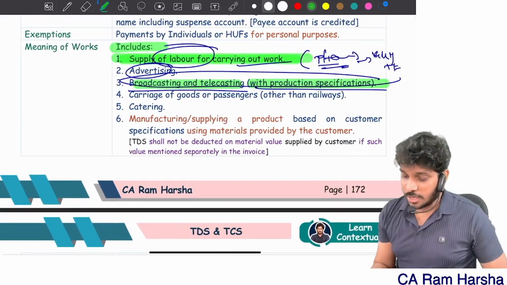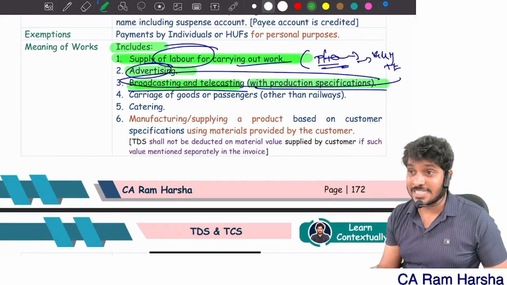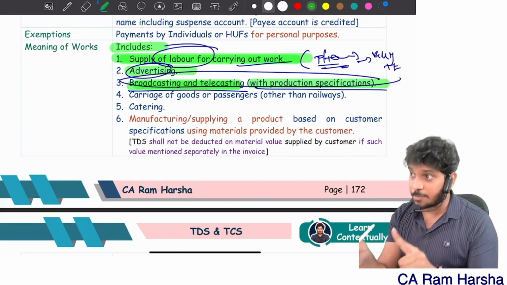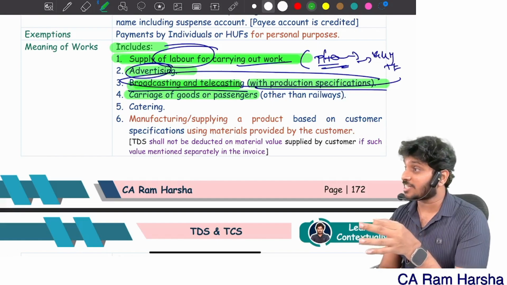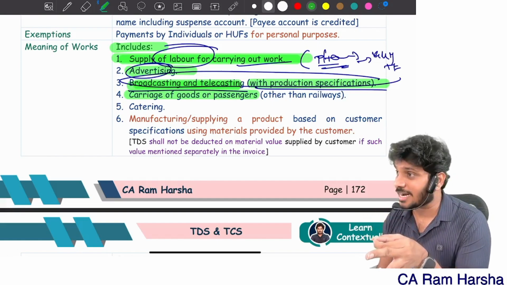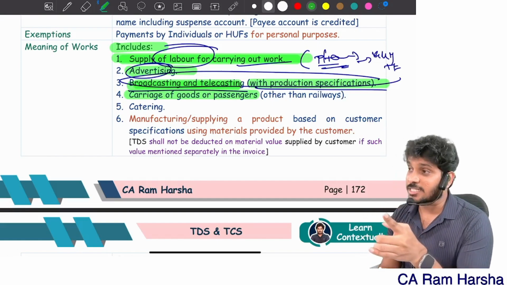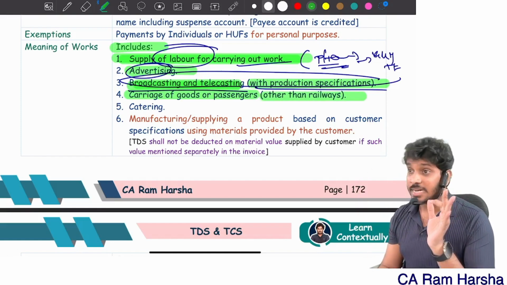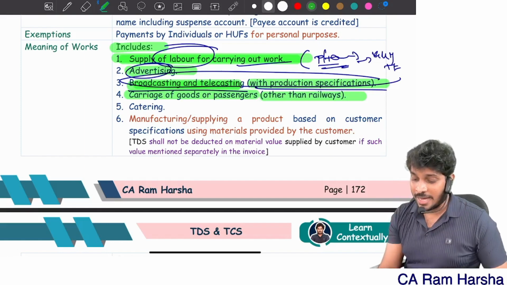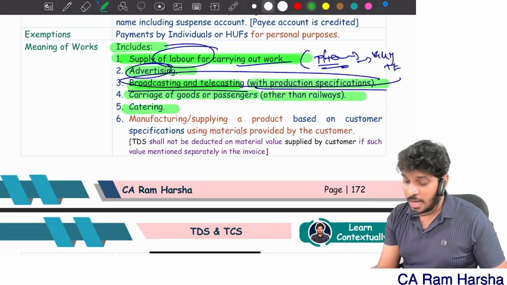Then, what does work include? Work includes supply of labor, advertising, broadcasting and telecasting, which includes production purpose, production specifications, carriage of goods, transportation service, is also covered under works contract. Transportation service also comes under work other than railways. Yes or no? Transportation is also work, remember. Catering is also work, remember.